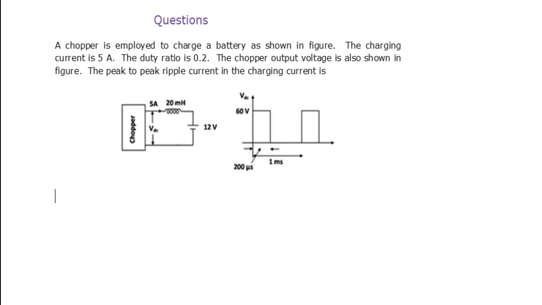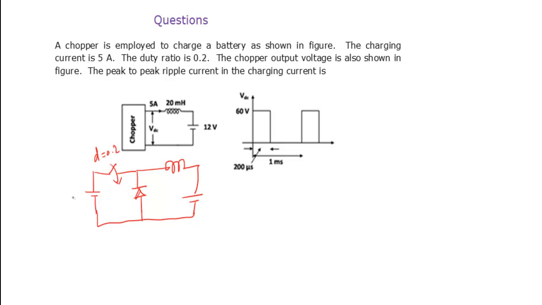So here this chopper circuit is given in a simple representation instead of the entire circuit. But if you want the entire representation, it is a DC source, then the switch, whatever switch we are using, then diode, then inductance and back EMF. This inductance is given here to control the charging current. This is operating at a duty ratio of 0.2.